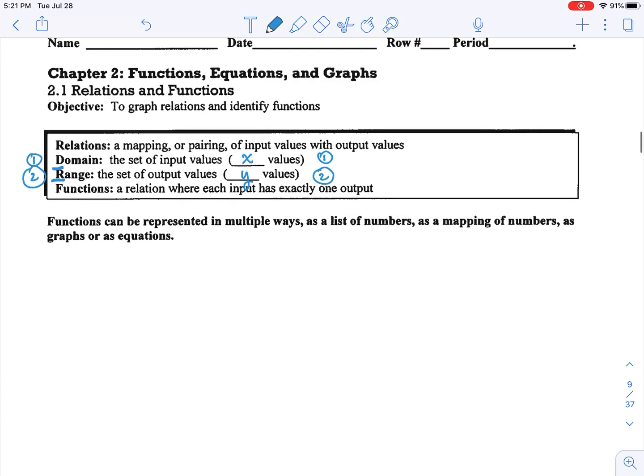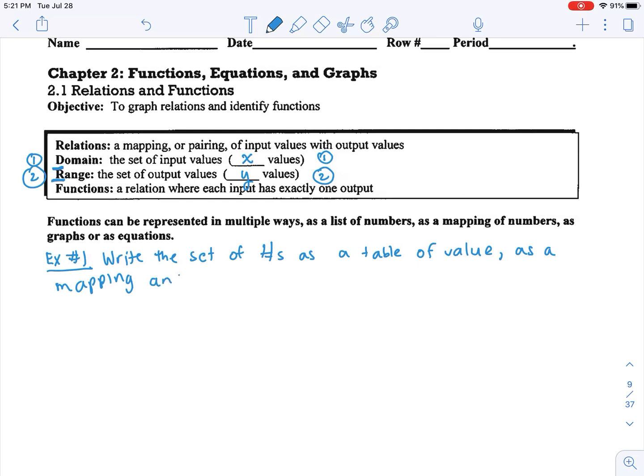So in the first example, we'll just do one of these because I think it'll be sufficient for you to remember. We're going to write the set of numbers that will be provided as a table of values, as a mapping, and also graphically. The set of numbers is going to be provided inside these funny looking braces.